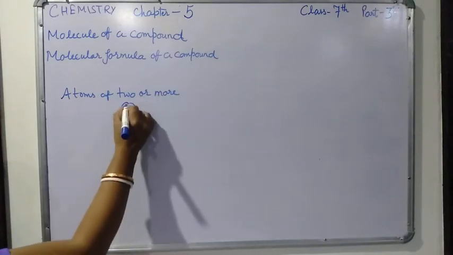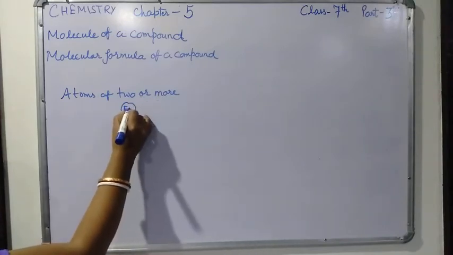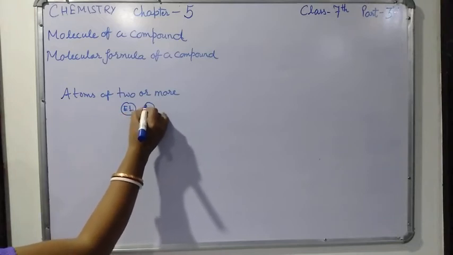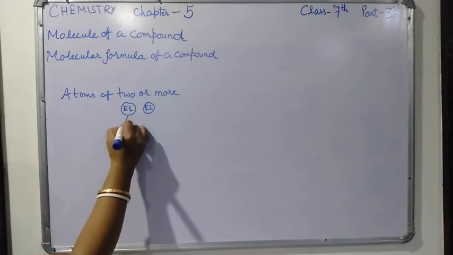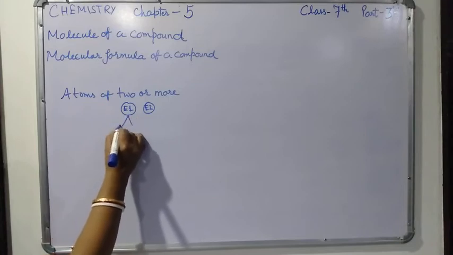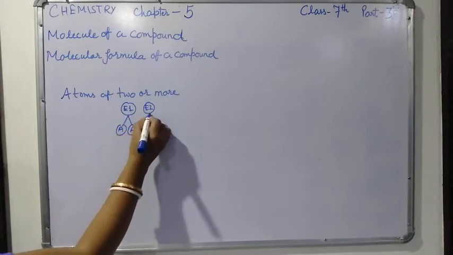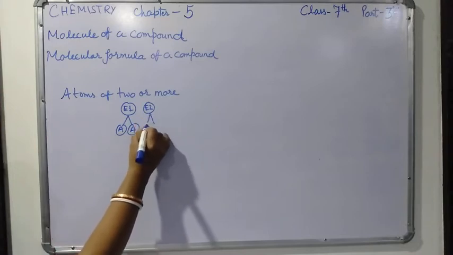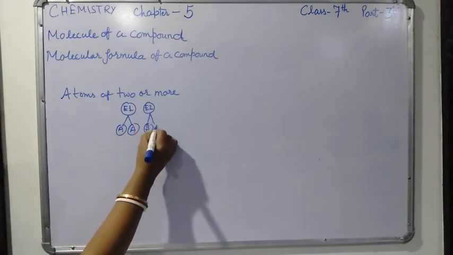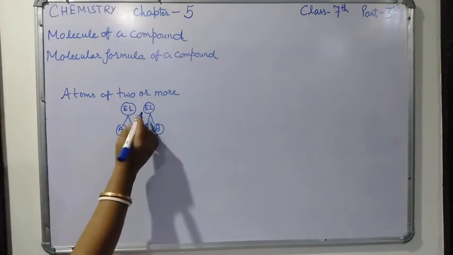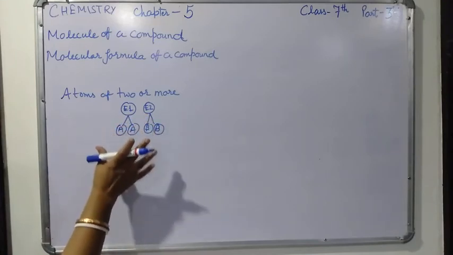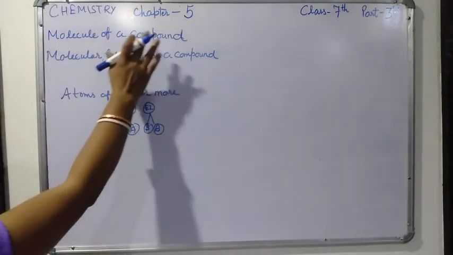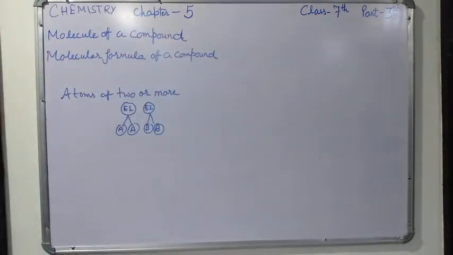Suppose this is one element, element 1, and this one is element 2. Element 1 is having two atoms, and element 2 is having two atoms. So when two different elements, atoms are combining together, they form a molecule of a compound. I hope you understood.